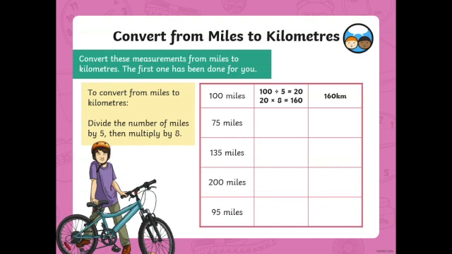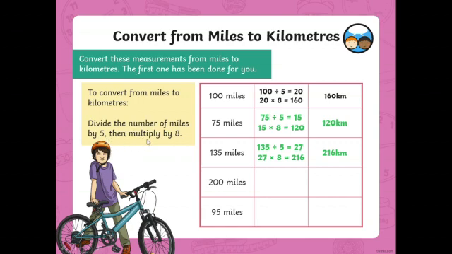So we'll go through these 4 answers then. 75 divided by 5 is 15. So there's 15 lots of 5 miles in 75. I multiply that by 8 and it gives me an answer of 120. 135 divided by 5 is 27. 27 times 8 is 216. You can see it's just this rule every single time. Divide the number of miles by 5 and then multiply by 8.